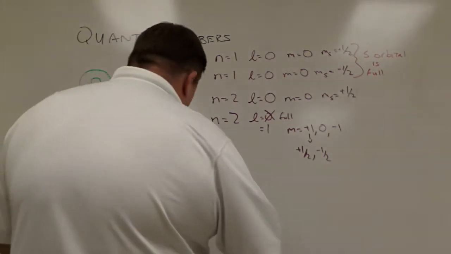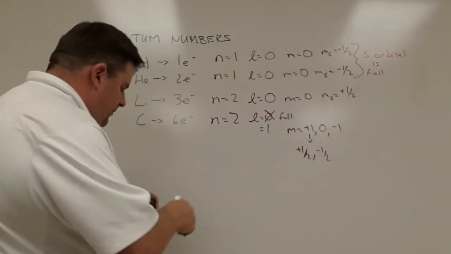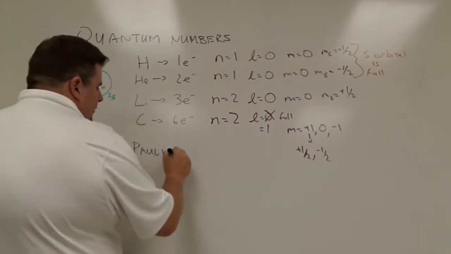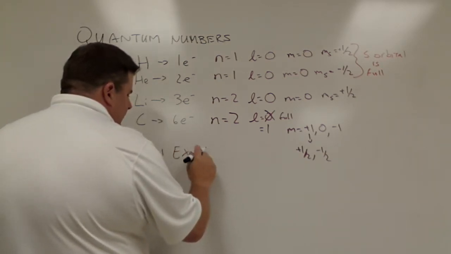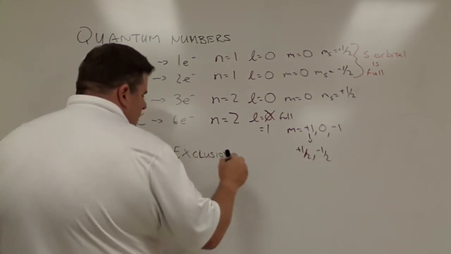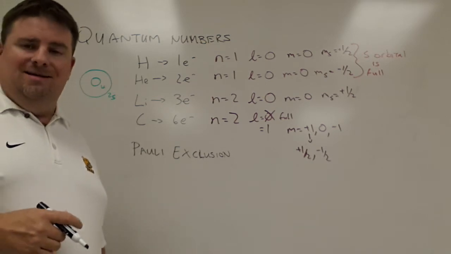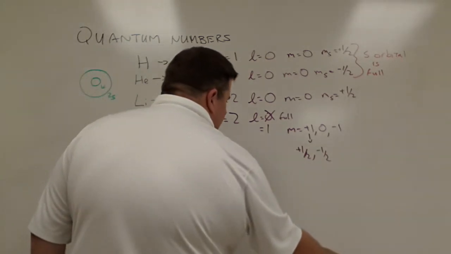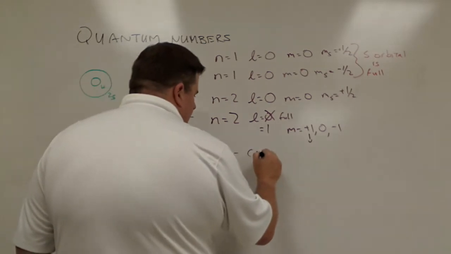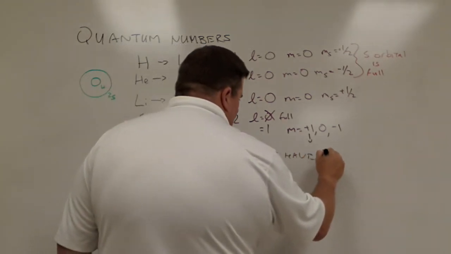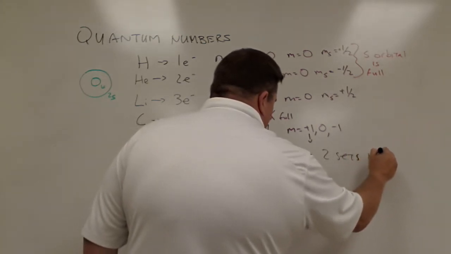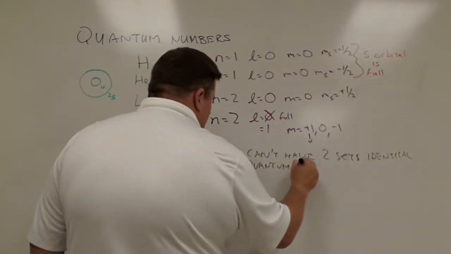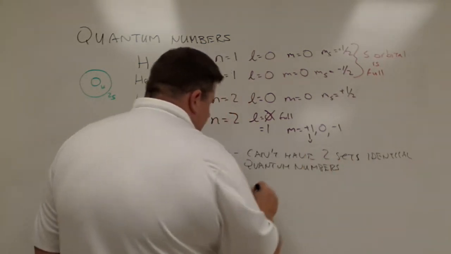All right, now we want to show you, there's some rules that are associated with this. Okay? And there's the Pauli exclusion principle. What the Pauli exclusion principle states is that you can't have 2 electrons with the same quantum number set. Okay? It's the GPS coordinate rule. You can't have 2 things falling on the same location. So Pauli's exclusion principle states that you can't have 2 sets of identical quantum numbers.